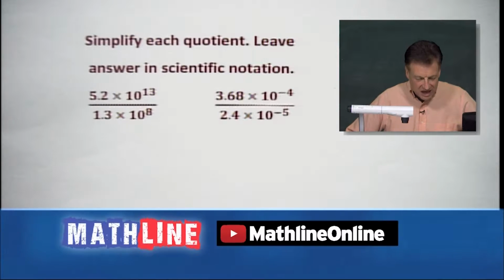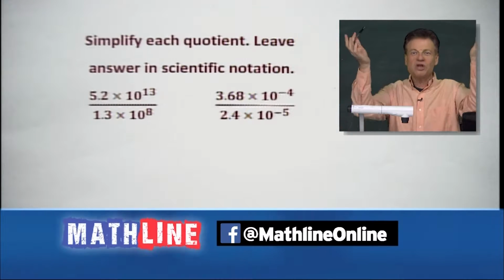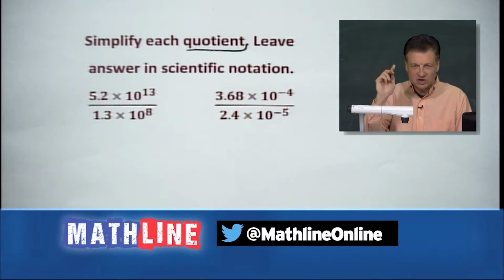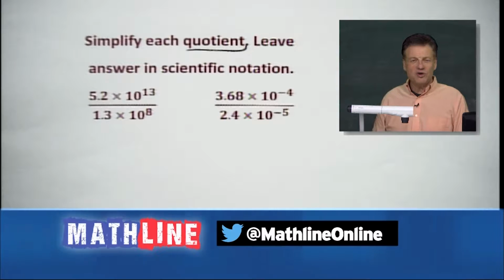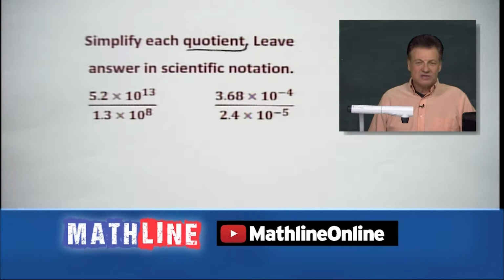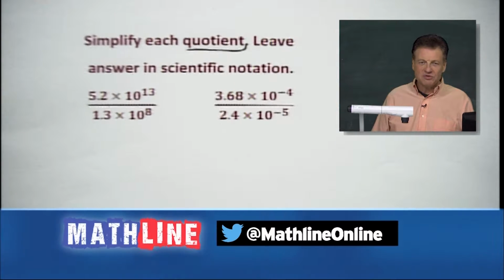Got a couple to start us off with here. And it's division, so we're looking for a quotient. There's the magic word. It starts with Q. You can spell it out: Q-U-O-T-I-E-N-T. Leave your answer in scientific notation. This is a good old ACT review moment, and also a good old Algebra 1 and sometimes Algebra 2 review moment here.